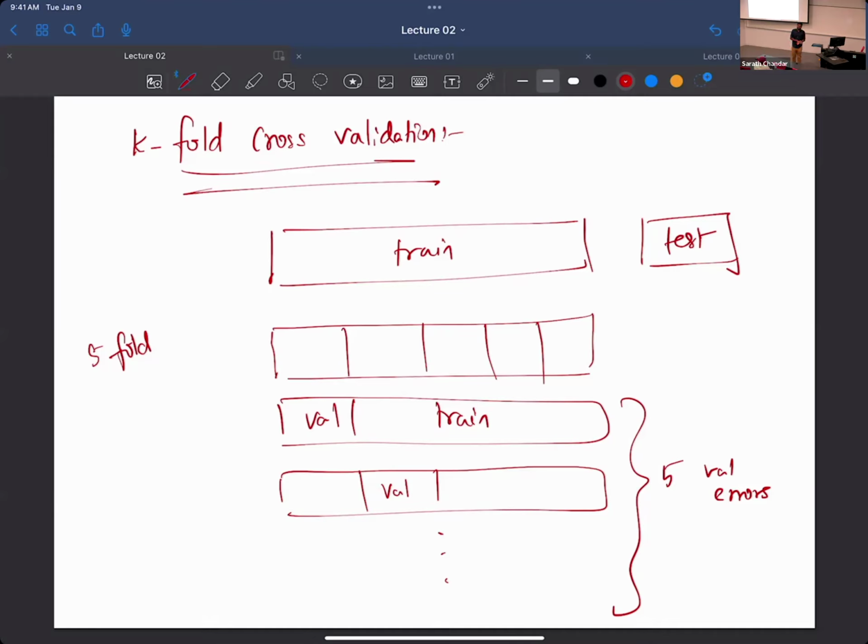However, there's a caveat here. The caveat is this is not how you selected lambda. You selected lambda based on 4 out of 5 parts, right? Now you're training with all the 5 parts. So it is not clear anymore whether this is the best lambda. However, it's a reasonable heuristic and everybody does that. Is that clear? Yeah?